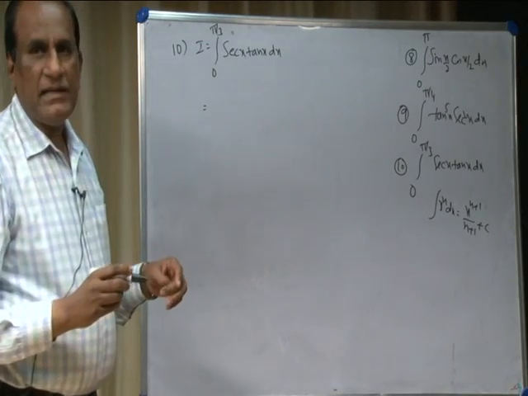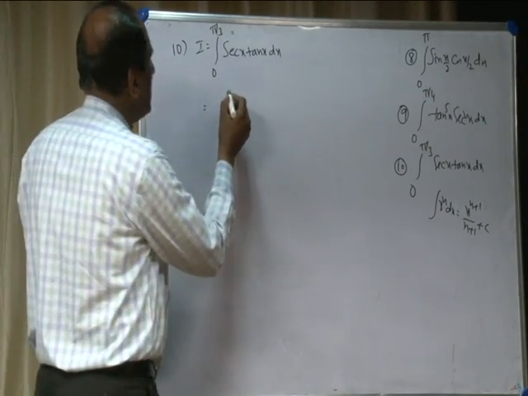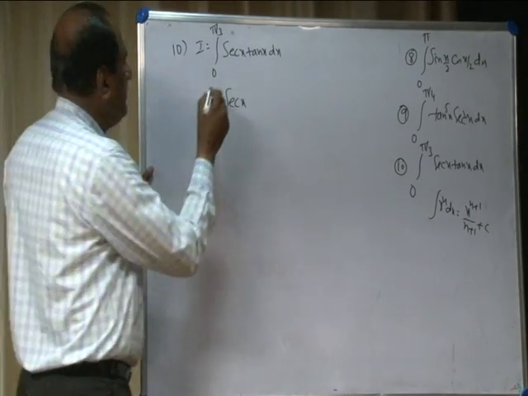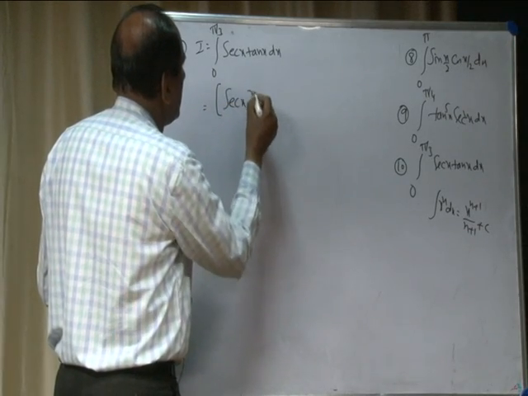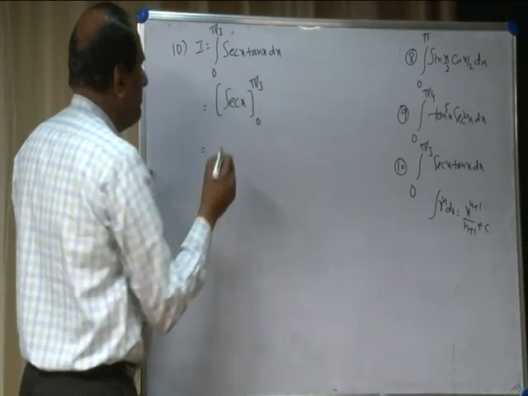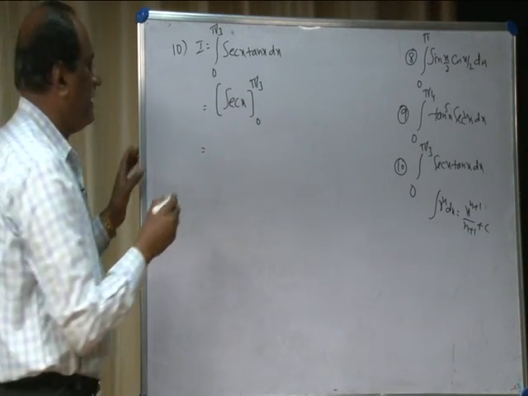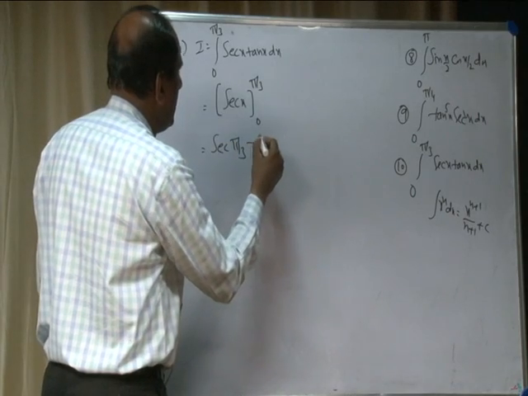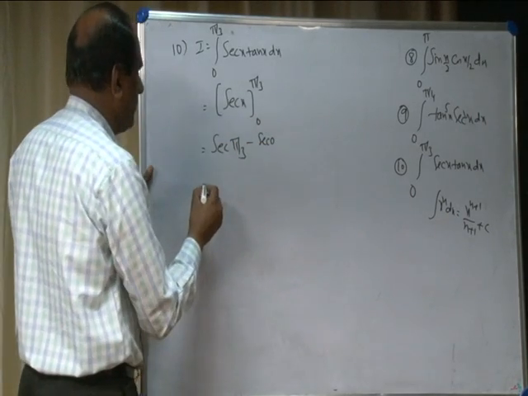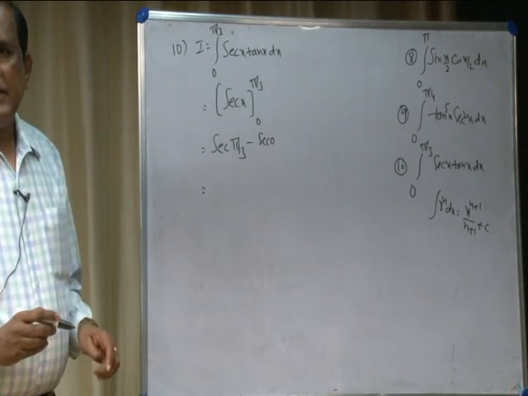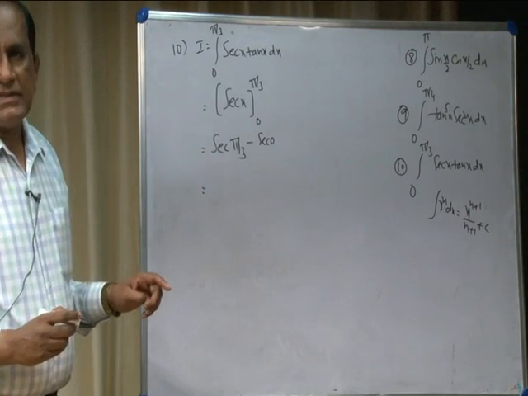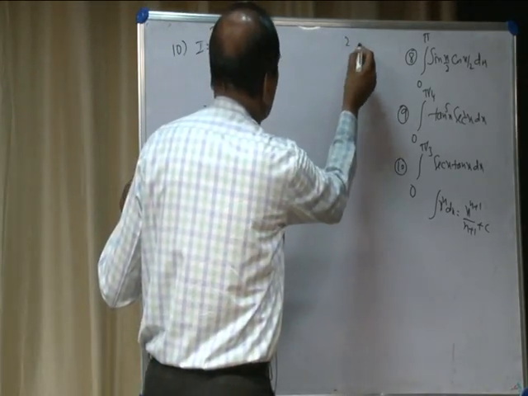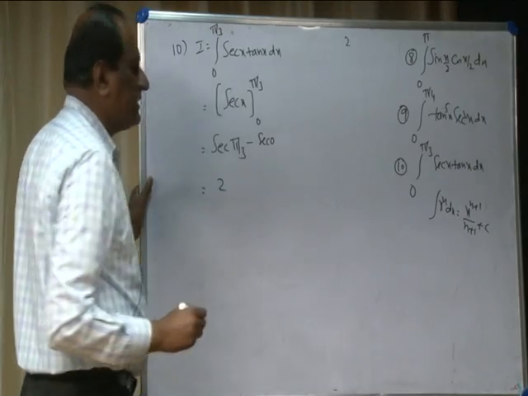What is the integral of secant x tan x? The integration of secant x tan x is secant x, between the limits 0 to pi by 3. Now, apply the upper limit: secant of x equals pi by 3, minus secant 0. Secant 60 degrees is 1 by cos 60. Cos 60 is half, and its reciprocal is 2, so the secant 60 value is 2.